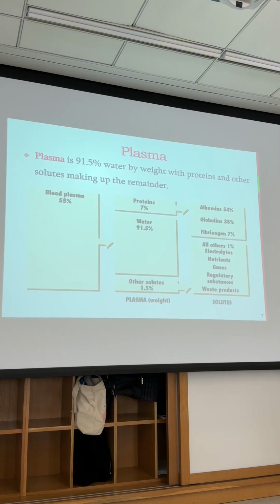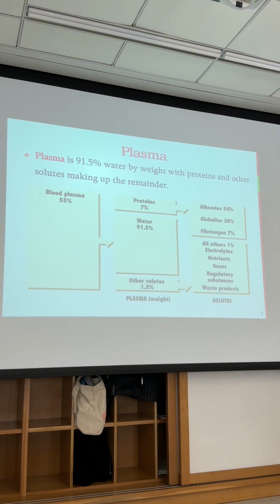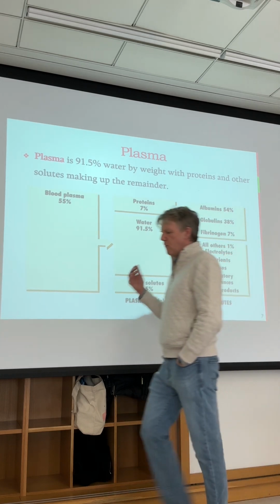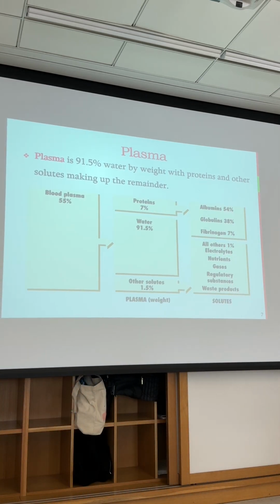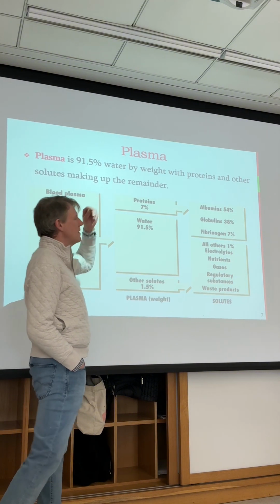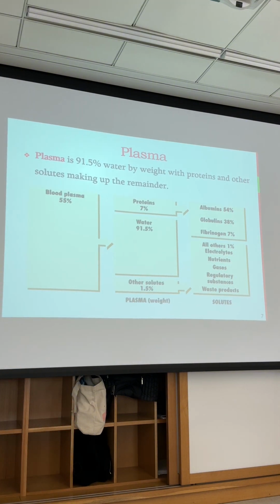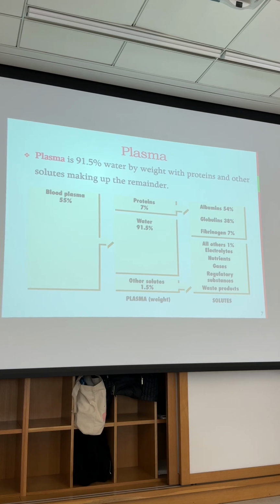All right. So plasma, let's talk about that first, and then we'll talk about the formed elements. Plasma is mostly water, 91.5% water. But there's other stuff mixed in. You do have some proteins. Now these proteins are not as big as collagen. They're not fibrous proteins, so the blood can still be liquid and have some proteins in it, just not the big collagen ones. And we'll talk about those three guys in a moment: albumins, globulins, and fibrinogen.